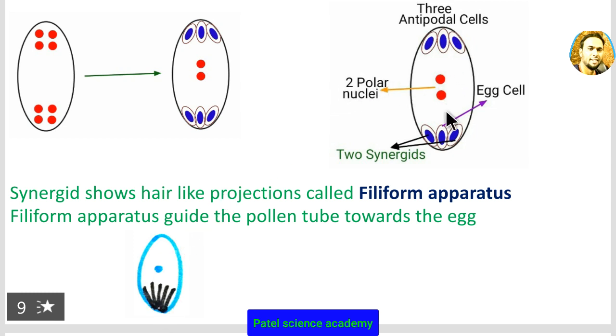And 3 plus 3, 6. What about the remaining 2? These remaining 2 are the polar nuclei arranged at the center. So this is the arrangement of this 8 cell structure: 3 towards the chalaza known as antipodal cells, 3 towards the micropyle, out of which the center one is the egg cell and adjacent to it are 2 synergid cells, and 2 at the center. This red color structure you can see here is the polar nuclei.